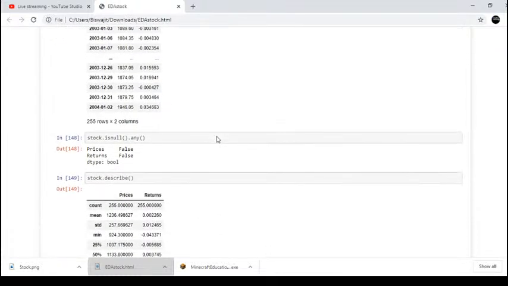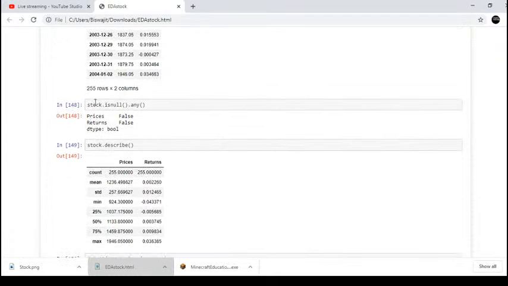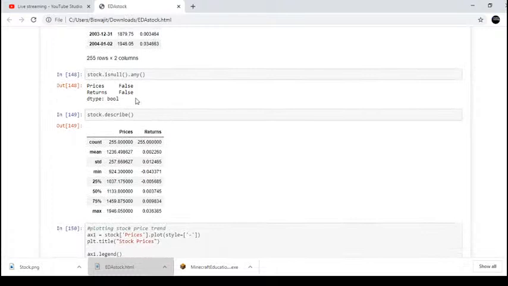Okay, so first we'll see if we have nulls in the data set. I'm going to use the isnull function to see if I've got null values. There's no null value here. As you see, it returns basically false.